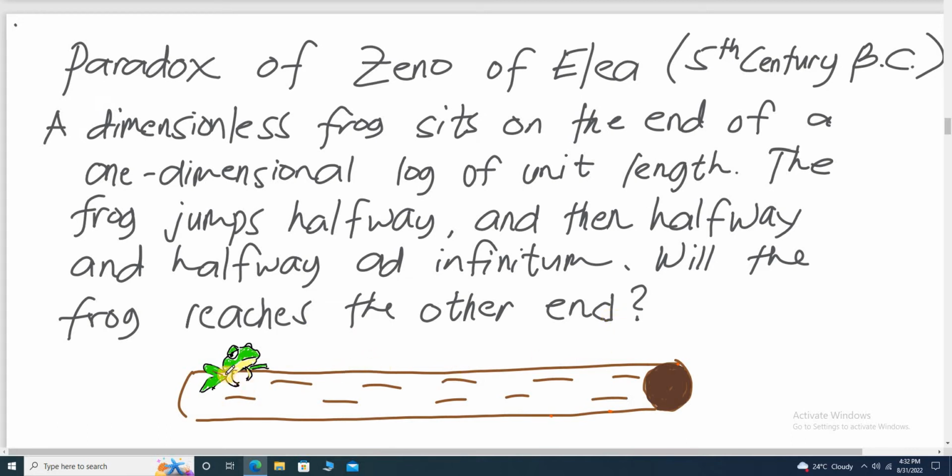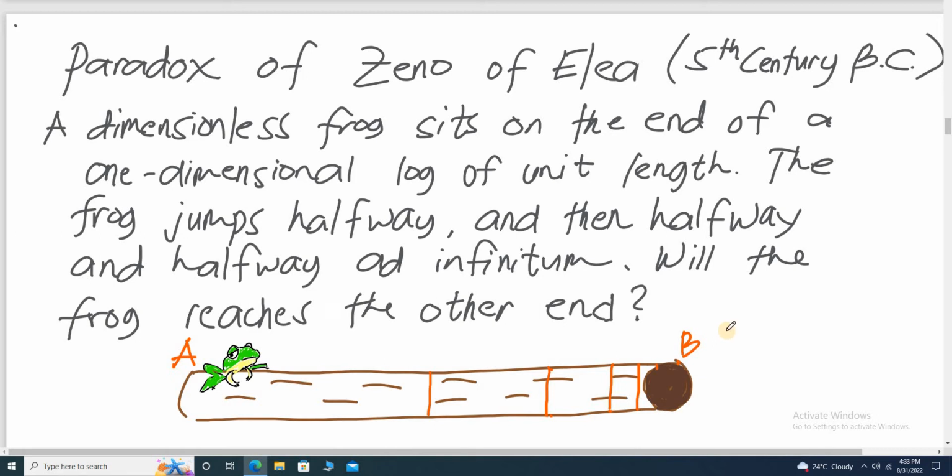So in reality, the frog will reach, say this is point A, it will reach point B. It will definitely reach point B. However, on the paradox of Zeno, the frog will jump halfway. So from A to B, halfway is here. The frog will reach this point. And then from this point to B, another halfway. And then from this point to B, another halfway. And then it keeps going halfway ad infinitum. Therefore, in this paradox, the frog will never reach point B.